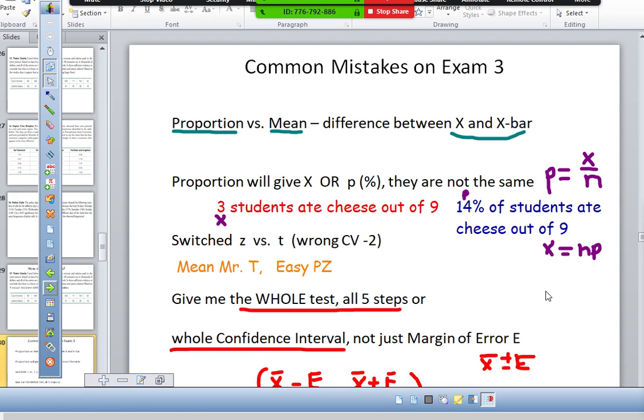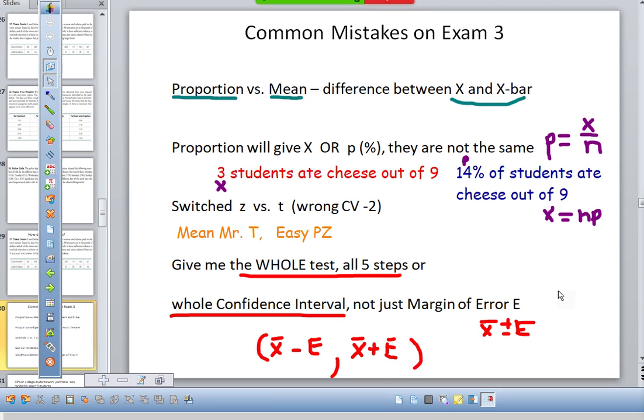Here's some common mistakes people made on exam 3. The first most common one is that they did a proportion test when they should have done a mean test, or vice versa. It was really weird. People were doing that all over the place.